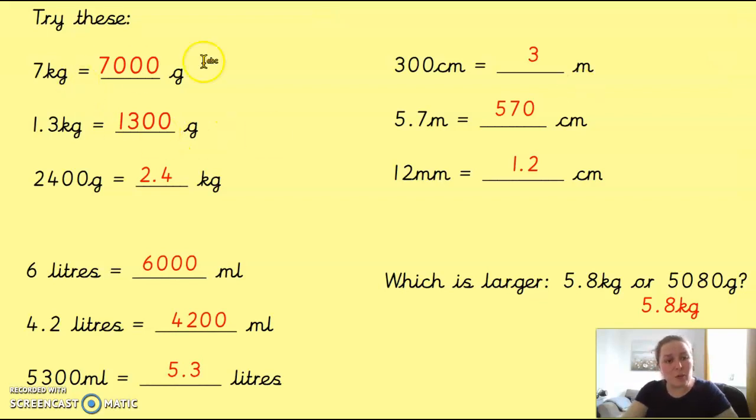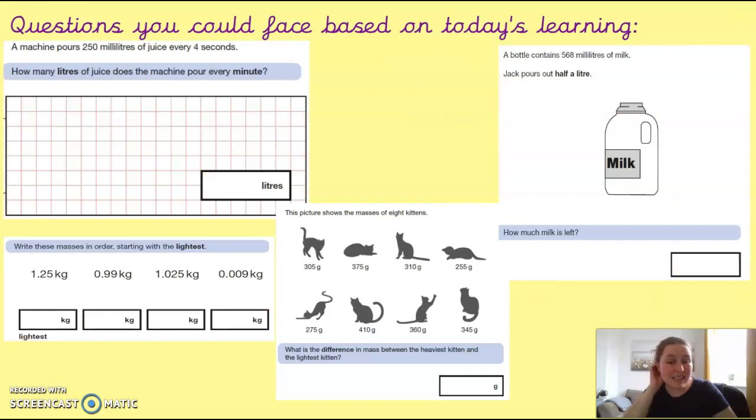Okay, so your number of grams should always be smaller than your kilograms, and that's by 1,000 times. Millilitres should always be smaller than your litres by 1,000 times. And metres should always be smaller than centimetres by 100 times. Okay, you need your knowledge from yesterday's lesson to help you. Let's look at some of the kind of problems you might face in this lesson, and then you can go off and try. So here's some examples.